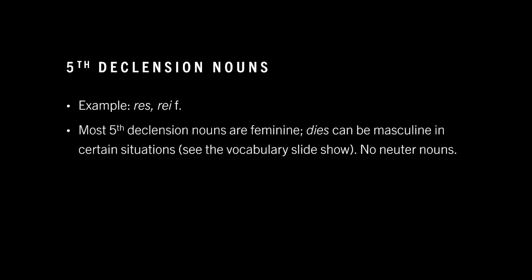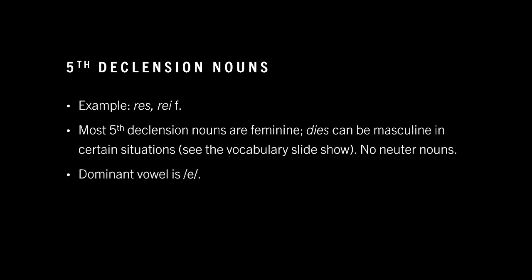All right, lastly, fifth declension nouns. So our example here is res, rei, and it's feminine as most fifths will be. Dies can be masculine in certain situations, and if you look at the vocab slides, you'll see what that is. And there are no neuter nouns. So just like I said, fourth is kind of a good bookend for first conjugation. Fifth declension is kind of a nice bookend for first declension because it's very similar. There's little masculine, there's some but not much, mostly feminine, no neuter. So that's really the same. You can say the same about first and fifth in that way.